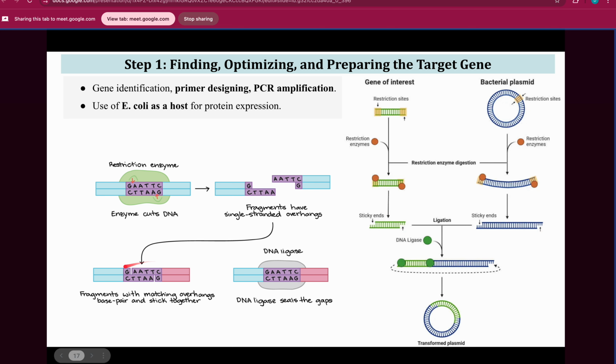DNA ligase will come, which will ligate these, and there will be bond formation between G and A and G. This cut will be sealed. So in this way, the DNA ligase will seal the gap, and similarly, the plasmid will get circularized again with the gene of interest. So now the thing which is formed is the recombinant DNA, because it contains the gene of interest, so it is recombined.